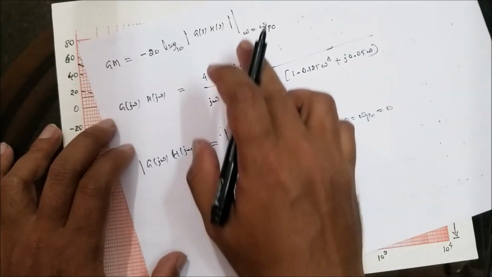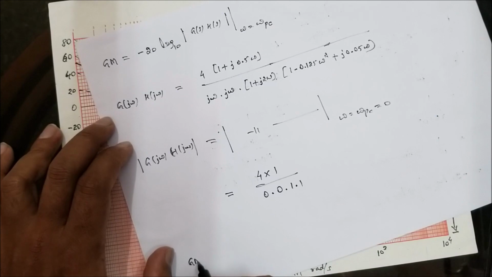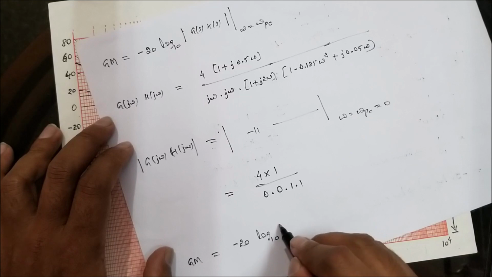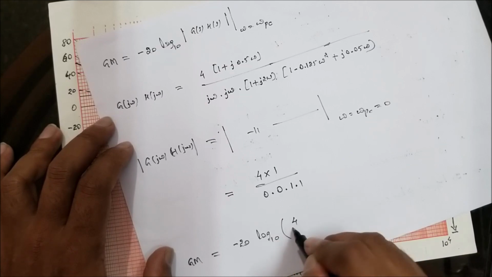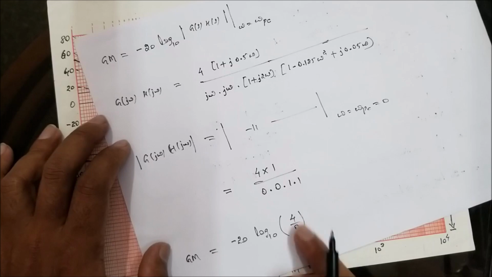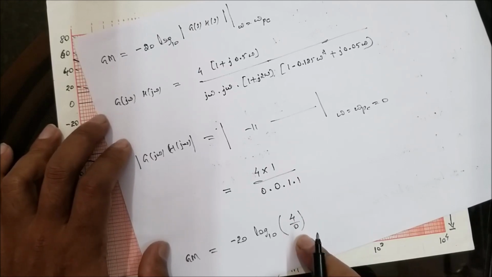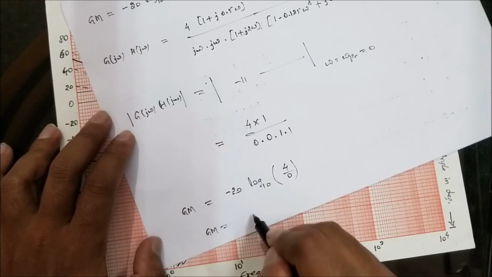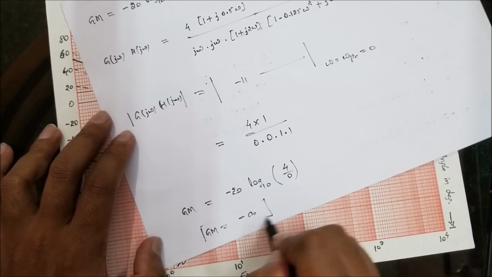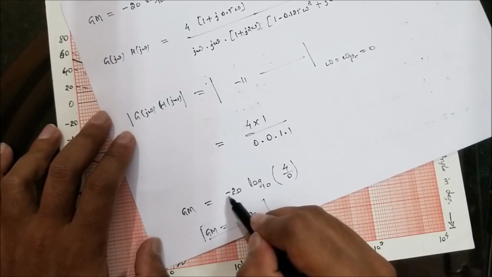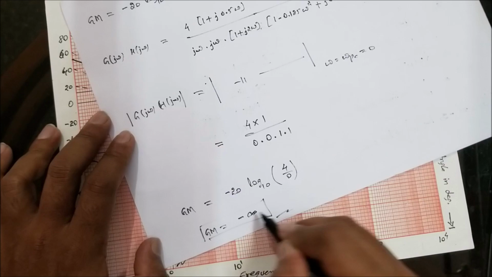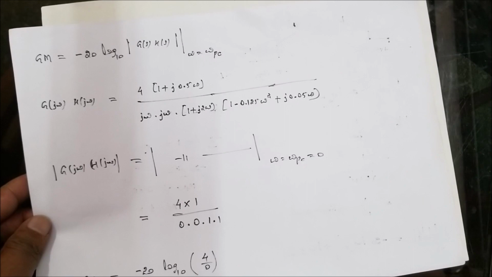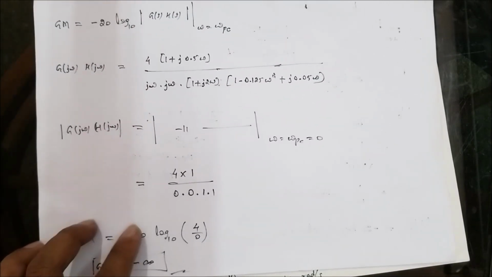Now substitute this magnitude to find the gain margin. So now gain margin will become minus 20 log 10 of 4 by 0. This is what I got. Anything divided by 0 is infinity. So the gain margin is minus infinity. So gain margin is minus infinity for the phase crossover frequency of 0 radians per second. Hope you followed.